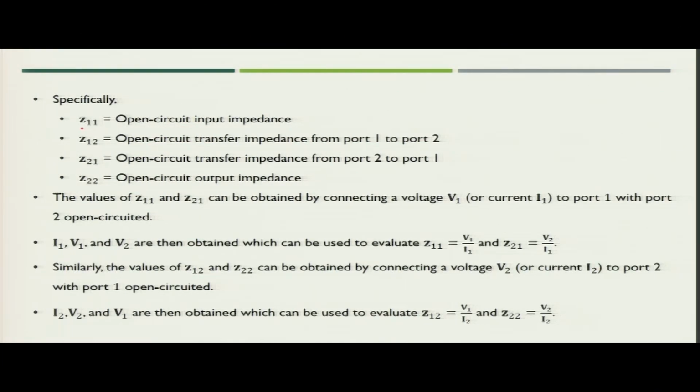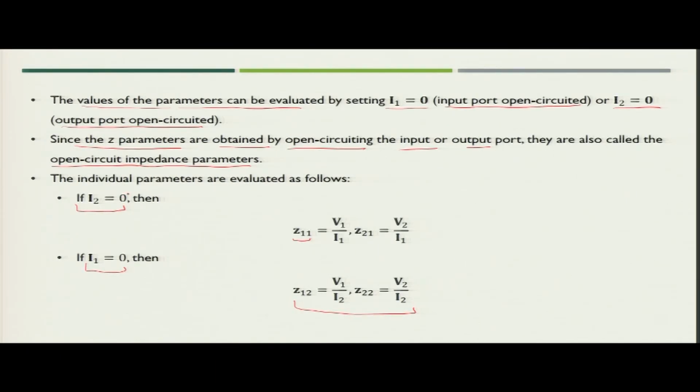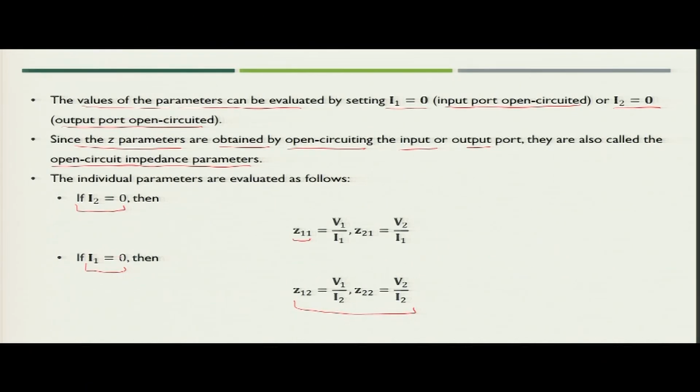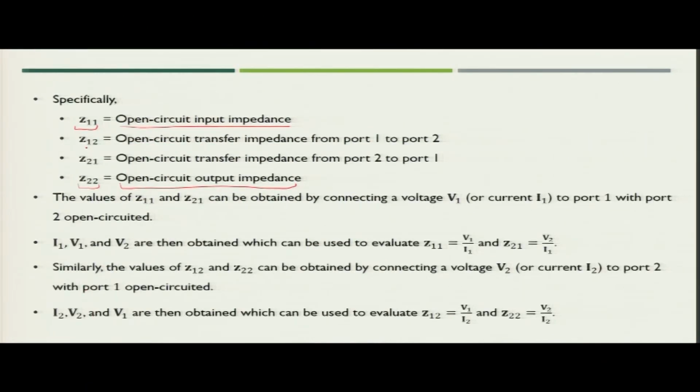Now, Z11 is called the open circuit input impedance, because this is calculated when you set I2 equal to 0. Similarly, Z22 is the open circuit output impedance, because that is also evaluated when you set I1 equal to 0. Z12 is the open circuit transfer impedance from port 1 to port 2, and Z21 is called the open circuit transfer impedance from port 2 to port 1.